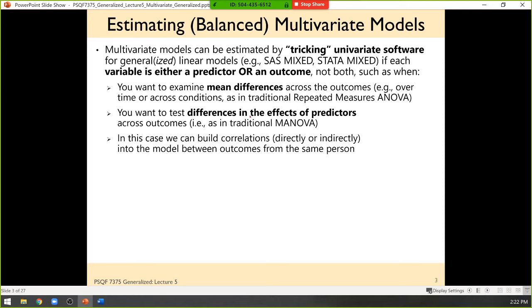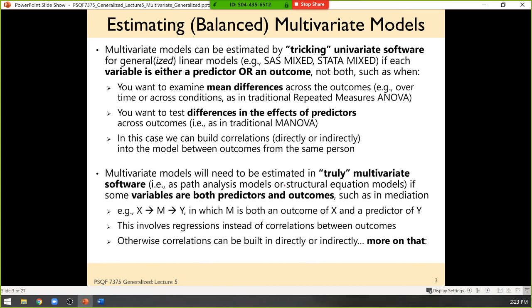So that works well in situations in which the mean differences between the outcomes are of interest, different scores are of interest, or you care about the differences in effects of predictors. In all of those situations, what we've done so far will work just fine. You can build in correlations directly or indirectly by telling it what kind of R matrix you want to have. We saw examples of that.